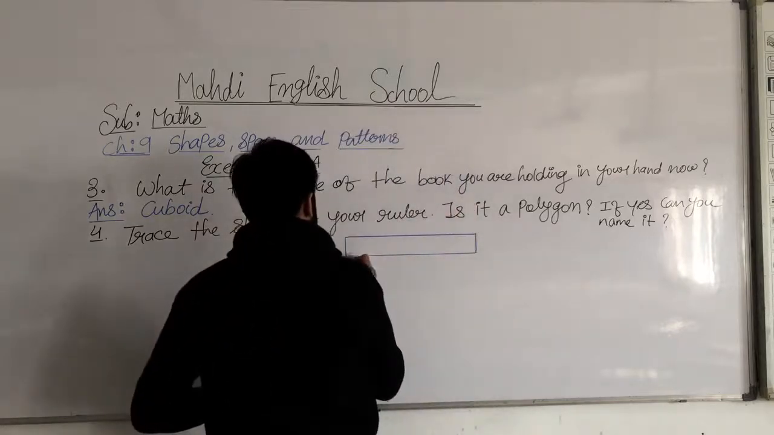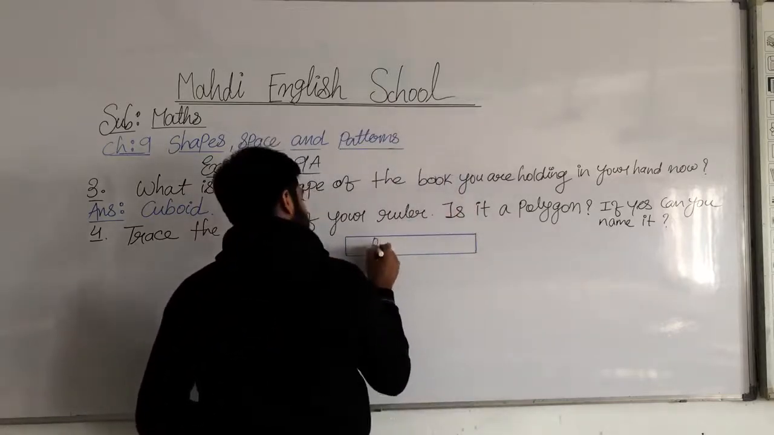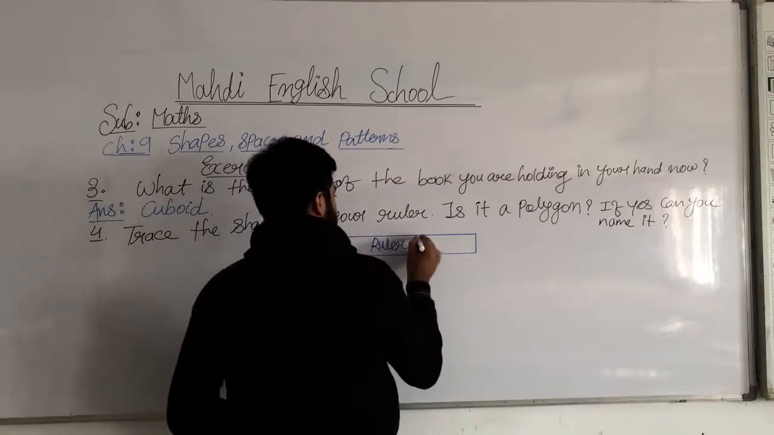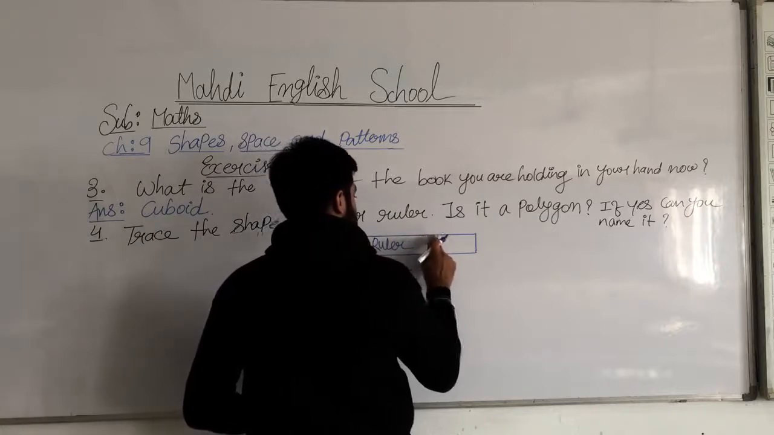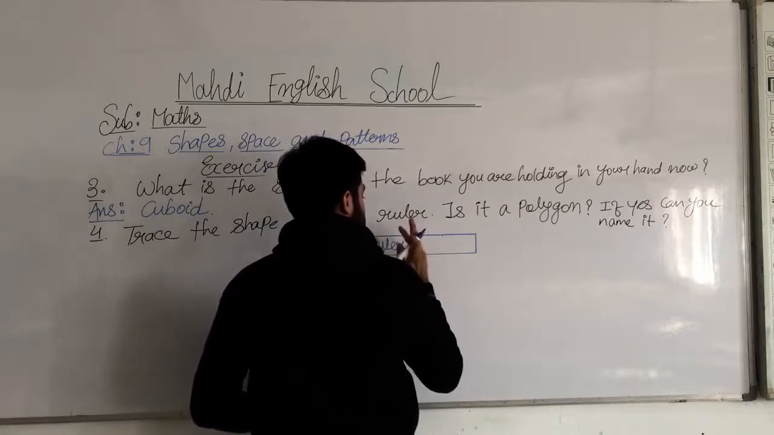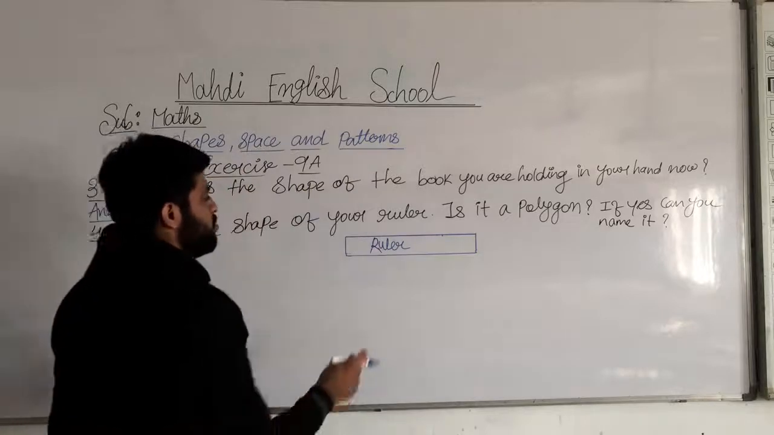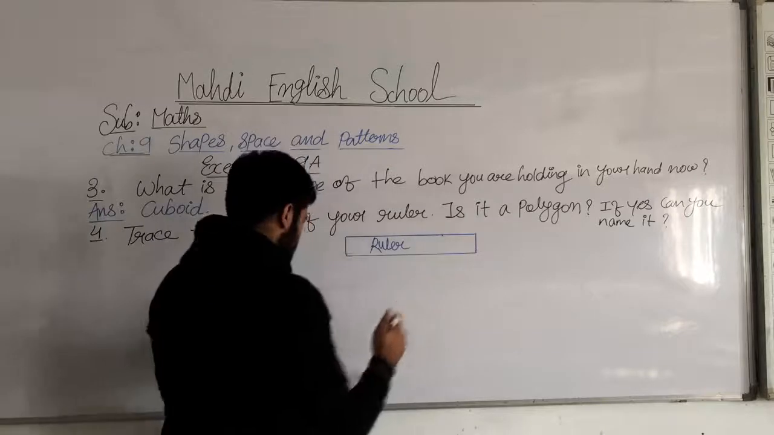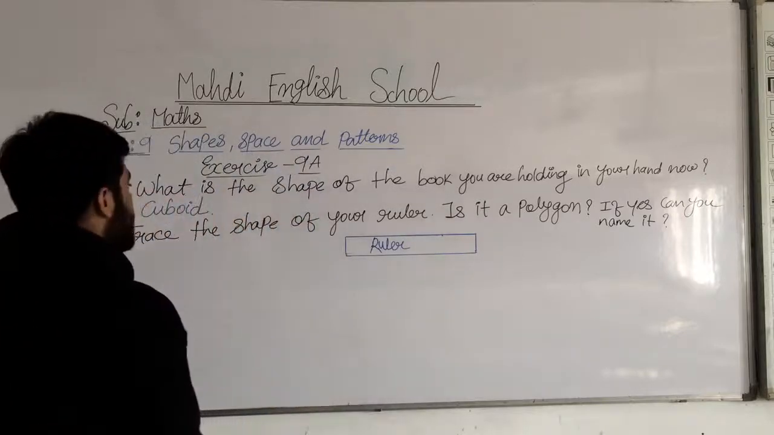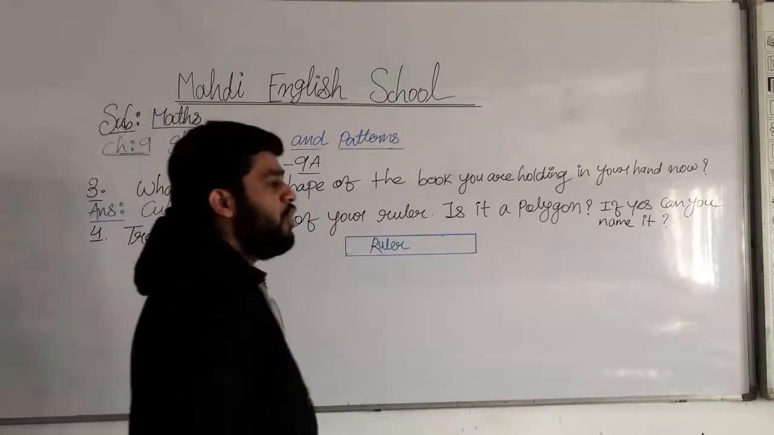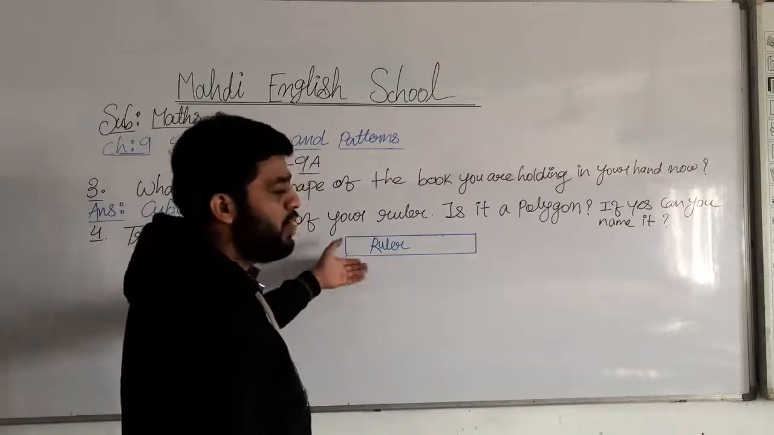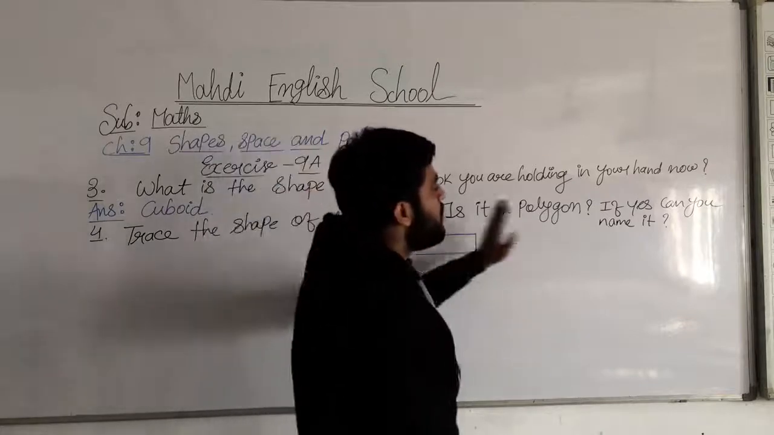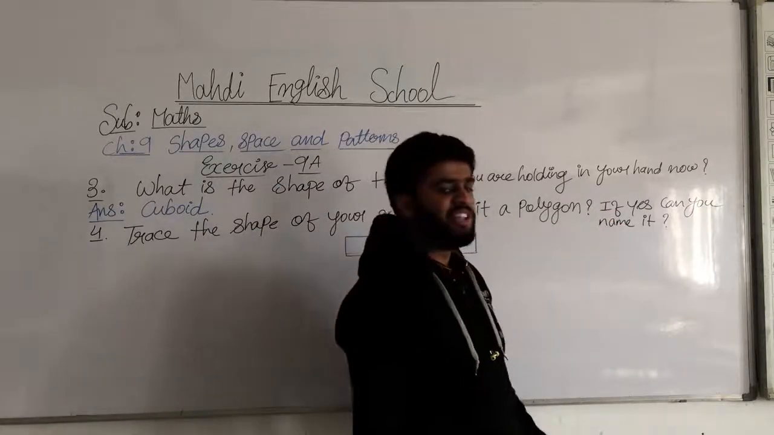See here, this is a ruler. See my dear students, ruler. So this side and this side are the same, and this side and this side are also the same. It's a polygonal shape. Our ruler shape is a polygon. So yes, it's a polygonal shape, obviously.